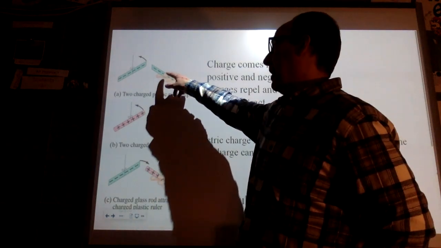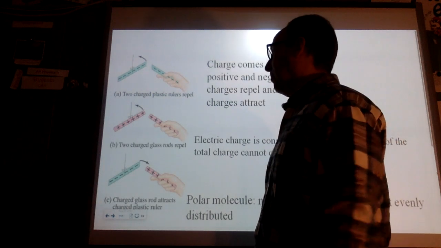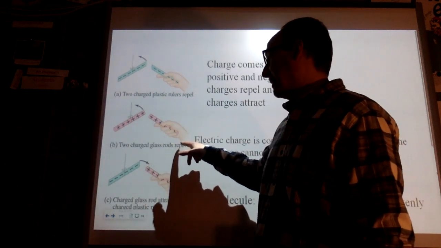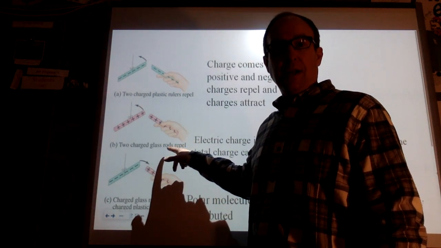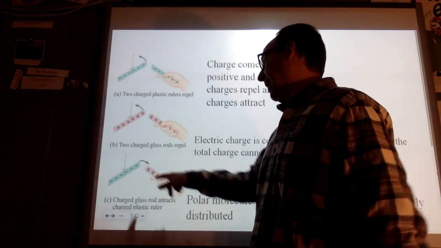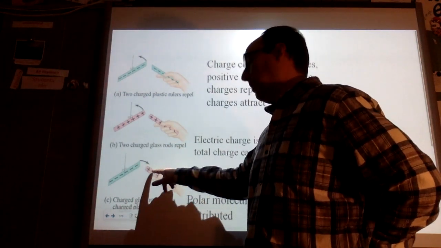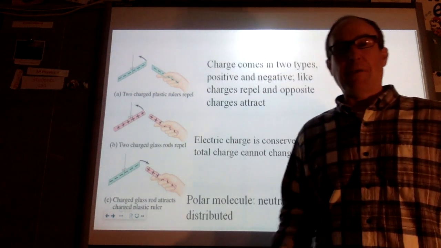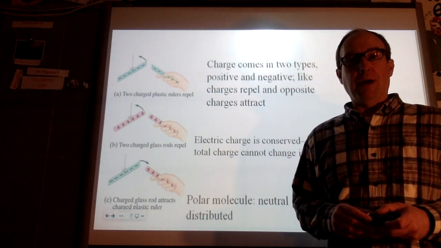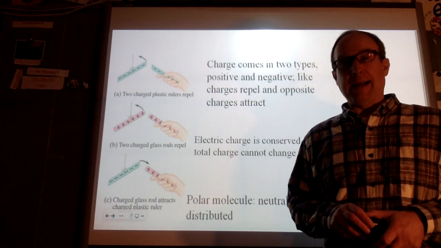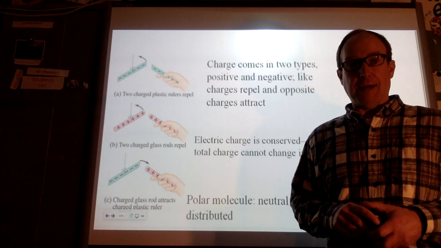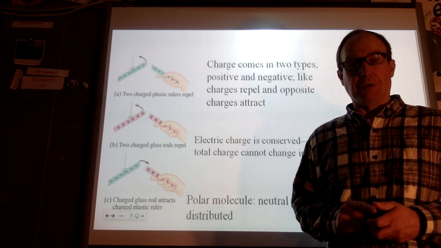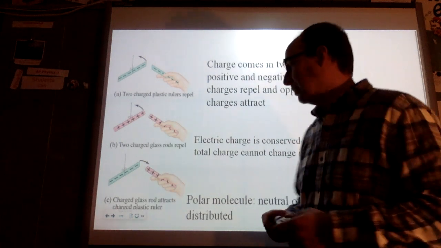So if I have two negative charged rulers, they're going to repel each other. If I have two positive charged glass rods, they're going to repel each other. And if I have a negative charged ruler and a positive charged glass rod, they're going to attract. But a neutral glass rod and a negative charged ruler would also attract, and so would a neutral ruler and a positive charged glass rod.